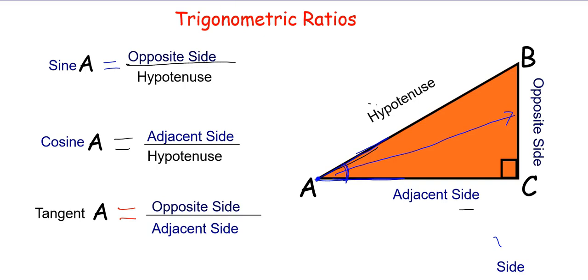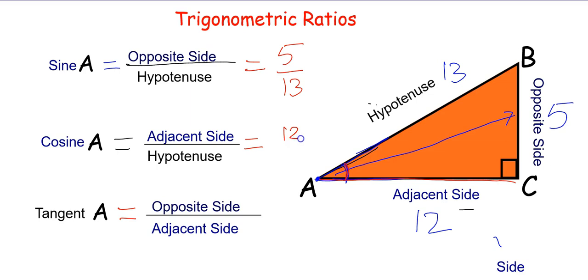For example, using the same numbers, suppose the opposite side is 5 centimeters, the adjacent side is 12 centimeters, and the hypotenuse is 13 centimeters. Then the value of sine A, that is the ratio, is opposite side over hypotenuse. You can write 5 over 13 here. This ratio gives you the value of sine A. Cosine A will be the adjacent side, 12, over the hypotenuse 13. That is the cosine. Now if you want to find the tangent of this angle A, the formula is opposite side over adjacent side. Your opposite side is 5 and the adjacent side is 12.